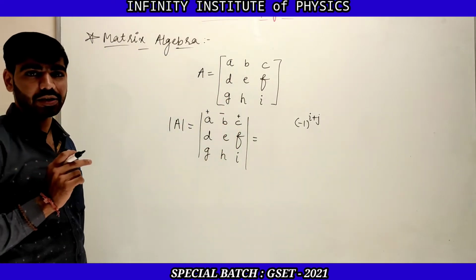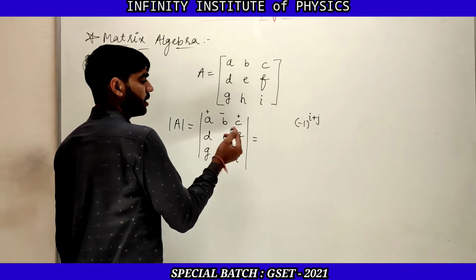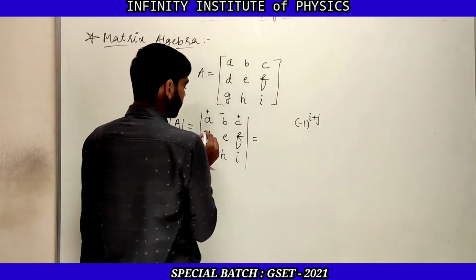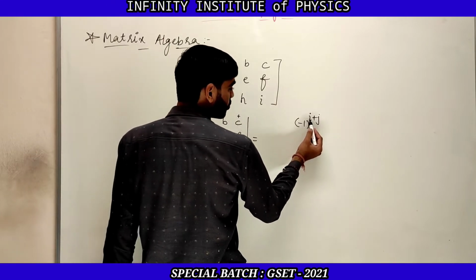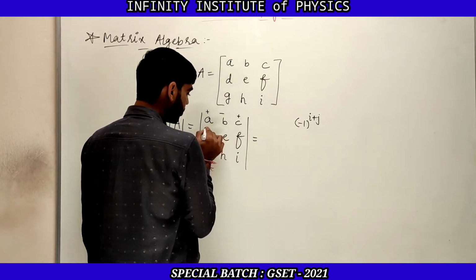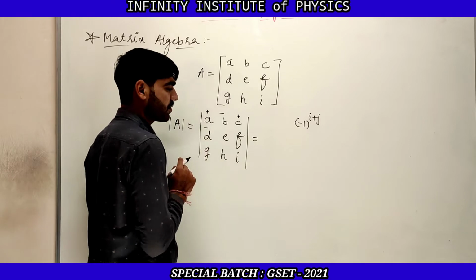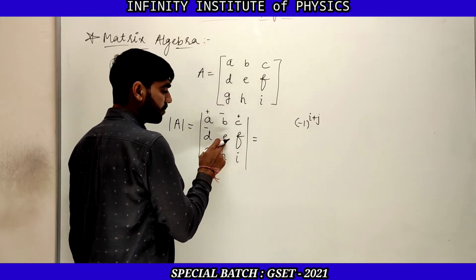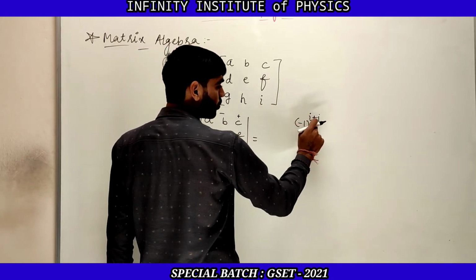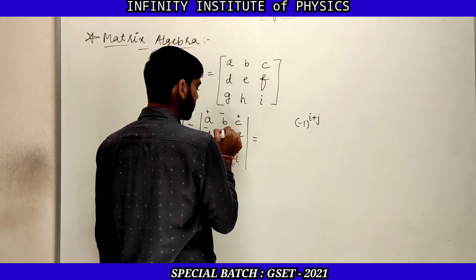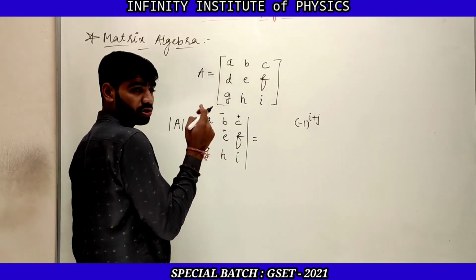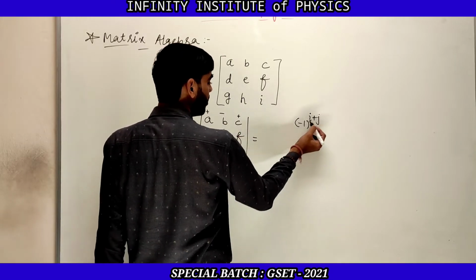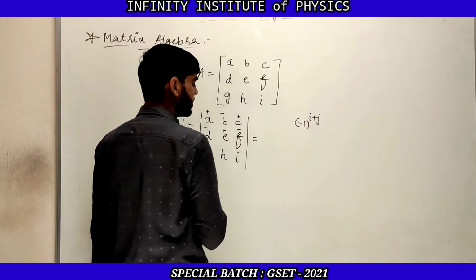This is how we can find the position sign. Similarly, this is the element of the second row, first column, so 2 plus 1 is 3, minus 1 raised to 3, minus 1. Then this is the element of the second row, second column, so 2 plus 2 is 4, minus 1 raised to 4, that is plus. This is the element of the second row, third column, so 2 plus 3 is 5, minus 1 raised to 5, that is minus 1.